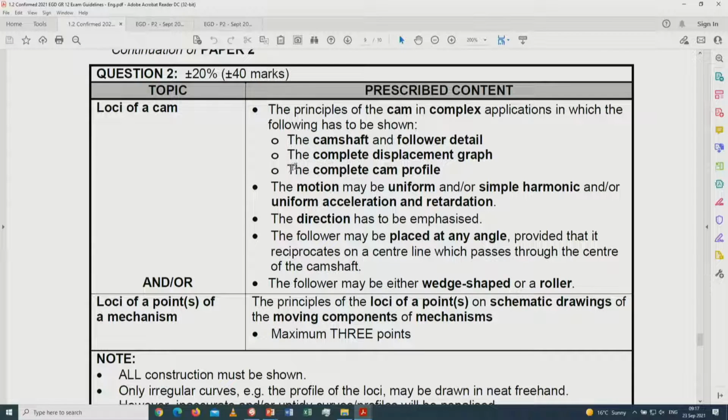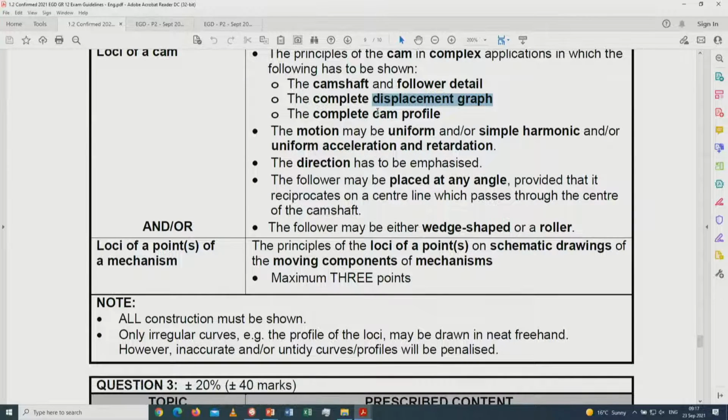All right, loci of CAMs, ladies and gentlemen, we will focus on complex applications of CAMs. Then the CAM follower detail, whether it's wedge shape or roller, and also the displacement graph that needs to be placed over there. I will talk to you about that just now. And then also the CAM profile of the CAM plate itself. The motion can be uniform motion, simple harmonic motion, or uniform acceleration and retardation. Those are the 3 options.